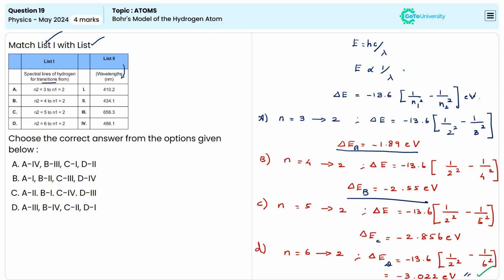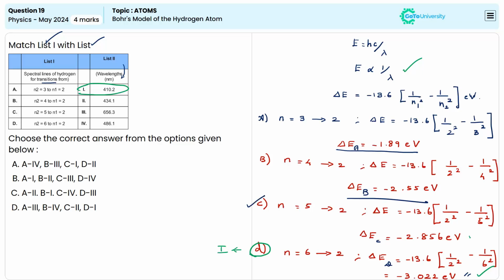Since the energy and wavelength are inversely related, the larger the energy difference, the shorter the wavelength. From the energy differences we calculated, we can say transition D has the largest energy difference, which means it will have the shortest wavelength. When we check list 2, the shortest wavelength is option 1. So here we can match option D from list 1 to option 1 in list 2.